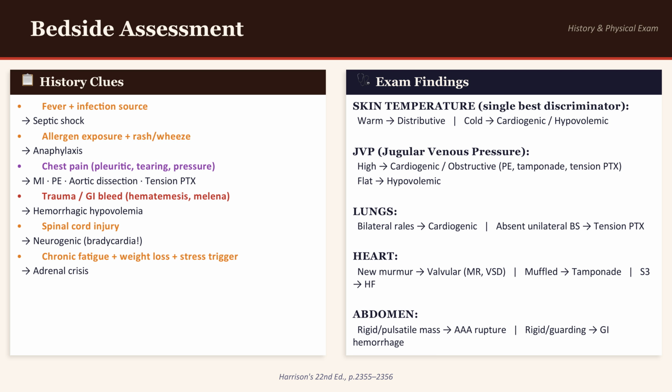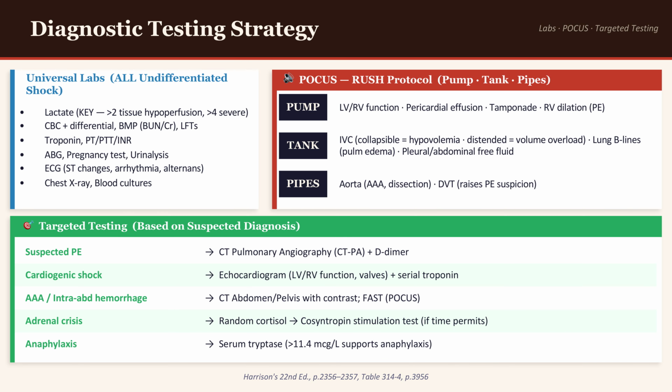On exam, the single most useful tool is skin temperature. Warm and flushed equals distributive. Cold and clammy equals cardiogenic or hypovolemic. Then check the JVP. High filling suggests cardiogenic or obstructive. Low, flat JVP suggests hypovolemia. Add in what you hear in the lungs and see in the heart, and you've narrowed your differential dramatically without ordering anything. You've narrowed it with history and exam.